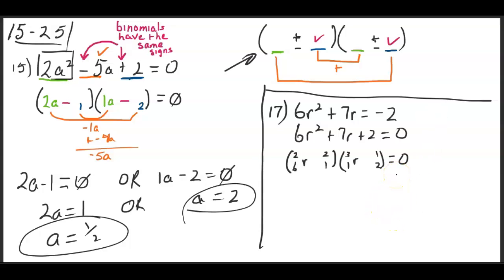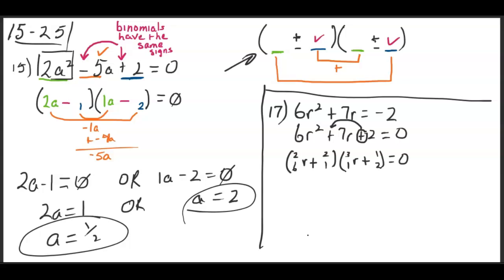All right. Now let's look at the signs. Right here we have a plus sign. What does that mean? It means that the binomials have the same sign. If they have the same sign, they have the sign of the middle term. So that means a plus and a plus. Okay, so that's good to know.